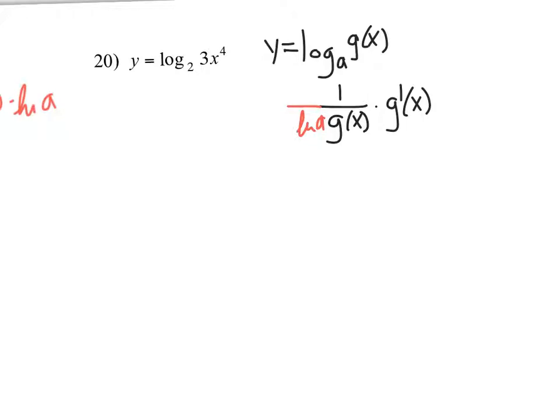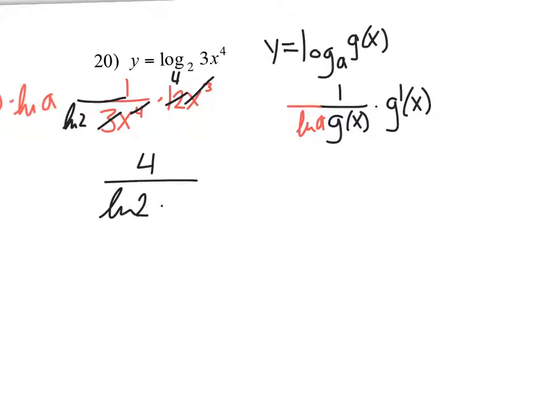So this would end up being 1 over 3x to the 4th times 12x to the 3rd, and then we're dividing this by ln of 2. I guess you could simplify this some. That turns into 4, and we end up with just an x in the bottom. So we'd end up with 4 over ln of 2 times x.